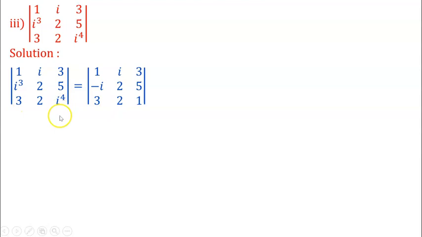i raised to 4 means what? i square into i square. But i square is minus 1, and again i square is minus 1. Minus 1 into minus 1, you will get here plus 1.